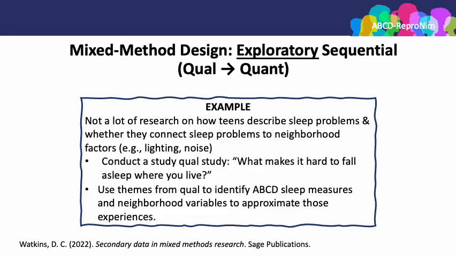So it's just important to start to think about that and note that. So back to our example here, we're talking about how do teens describe their sleep problems, and do they even connect these sleep problems to neighborhood factors? So you would first conduct a qualitative study where you ask questions about their sleep. Teens have the opportunity to just answer these authentically, and you could ask things like, what makes it hard for you to fall asleep where you live?